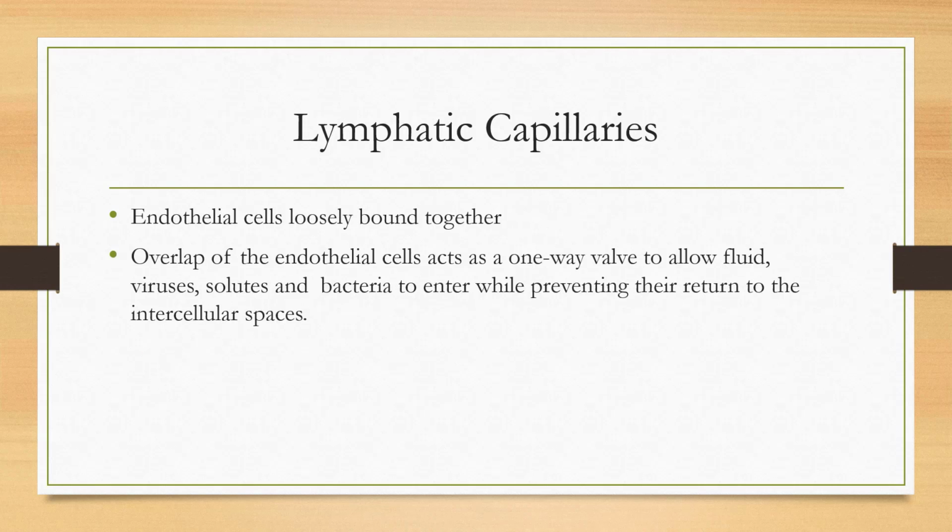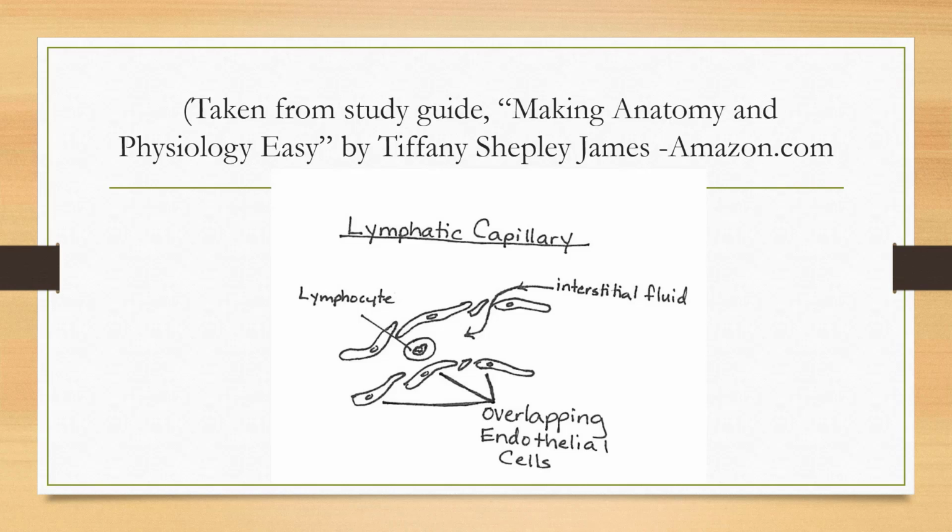So let's look at a picture of that, and we're going to go forward just a little bit. So in this picture here, we've got a lymphatic capillary, and you can see where the endothelial cells sort of overlap one another. This is going to leave some small gaps, like we can see here, and also here, and here. The region of overlap acts as a one-way valve.